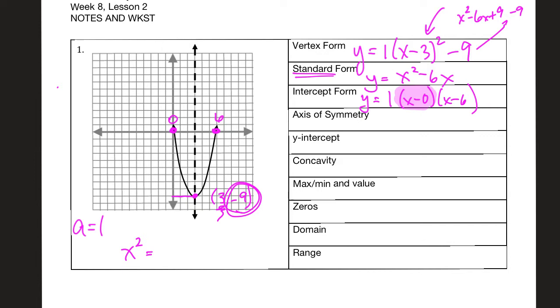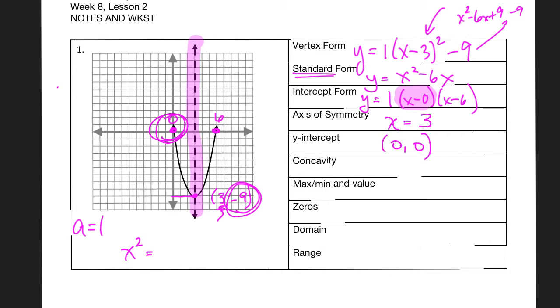Next I'm looking at the axis of symmetry, which is this dotted line. That has an equation for it. Let me try that one more time. The axis of symmetry is x equals that line, which in this case is 3. The y-intercept is an ordered pair. I can see this parabola is crossing the y-axis right here at (0, 0).